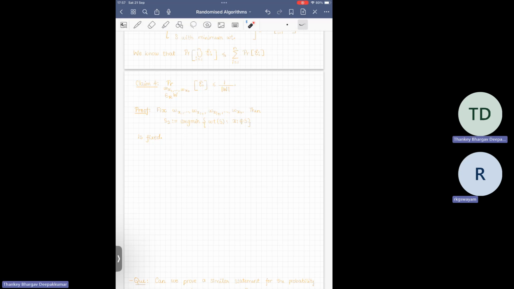So once we are constructing the weight function and we assign weights to all the elements other than xi, yes. The question is, once I fix the weights of all the elements other than xi, why is S2 fixed?